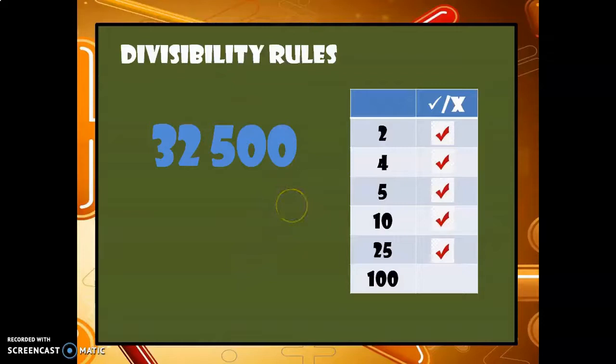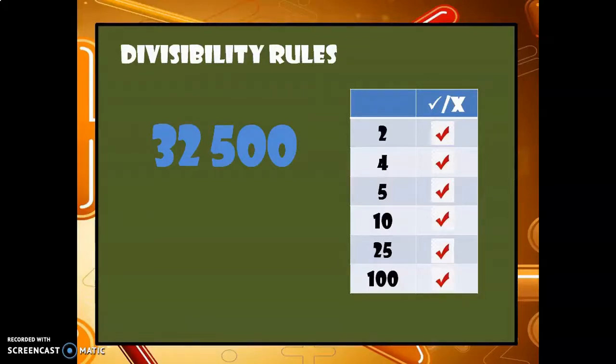Okay, but what about 100? Yes, it is. It is divisible by 100 because the last two digits are both 0. So therefore, we could say that this number, 32,500, is actually divisible by 2, 4, 5, 10, 25, and 100.